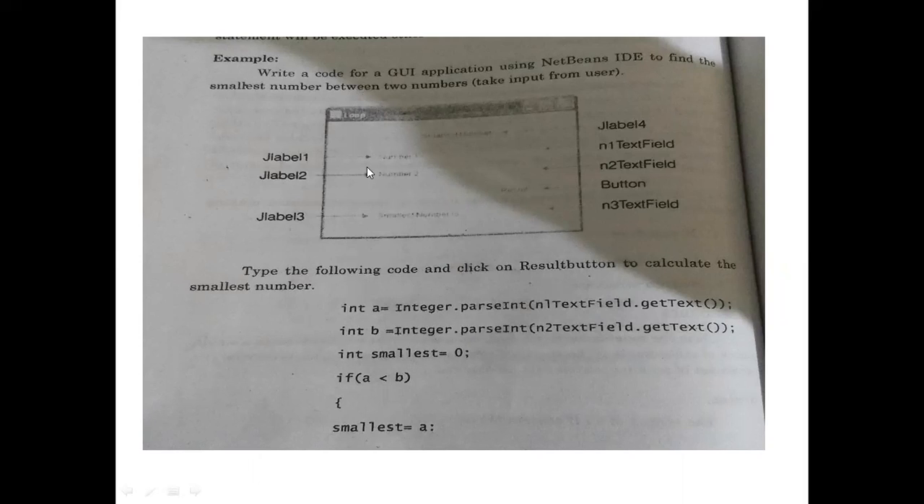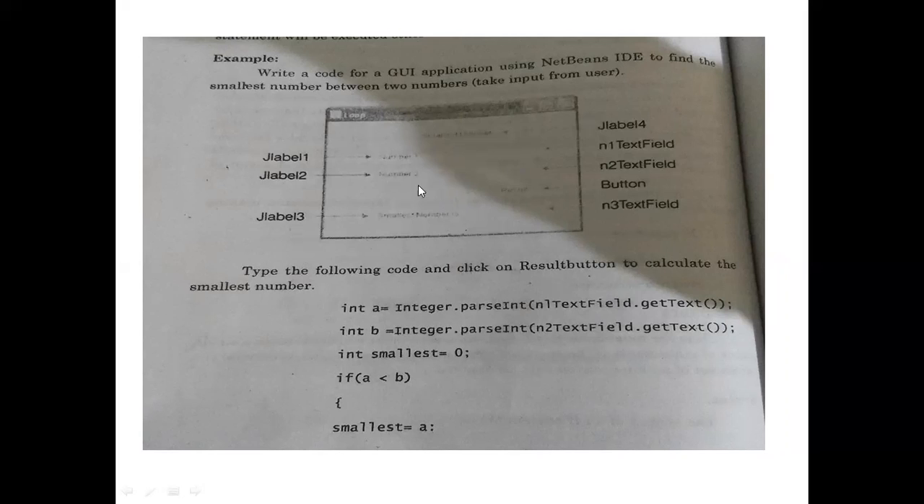Write a code for a GUI application using the NetBeans IDE to find the smallest number between two numbers. So we have to create a GUI application. Here we have to take two numbers, and after taking the two numbers we have to compare them and display the greater number here. Sorry, find the smallest number. So we have to compare the two numbers and it will show the smallest number.